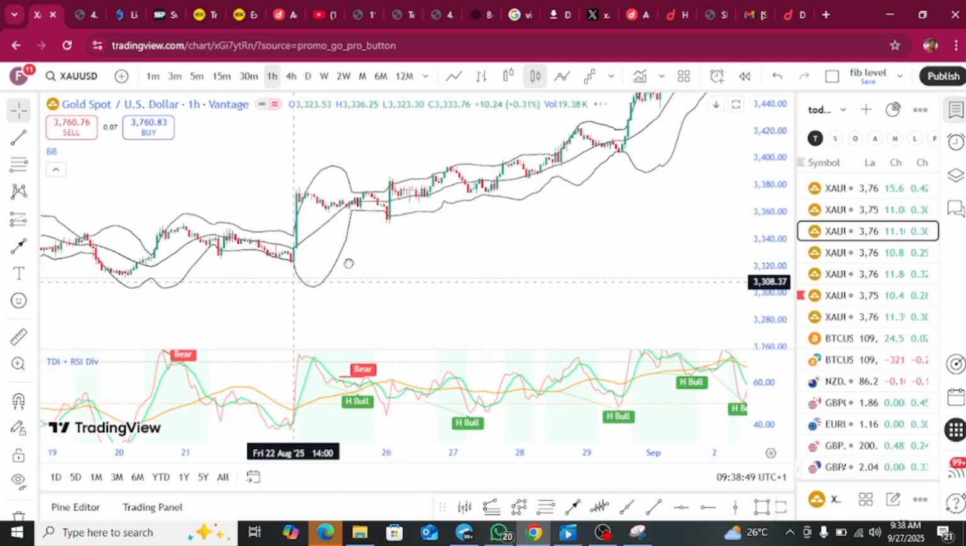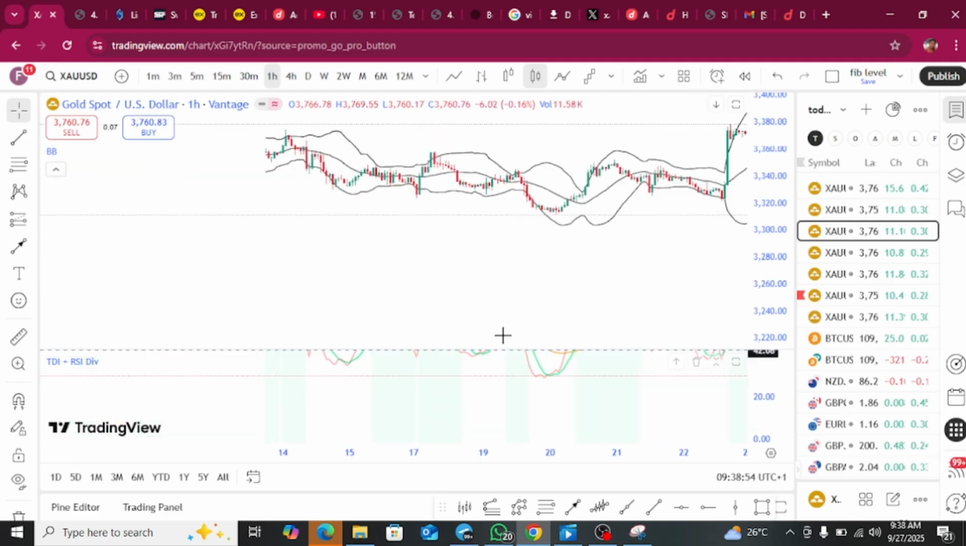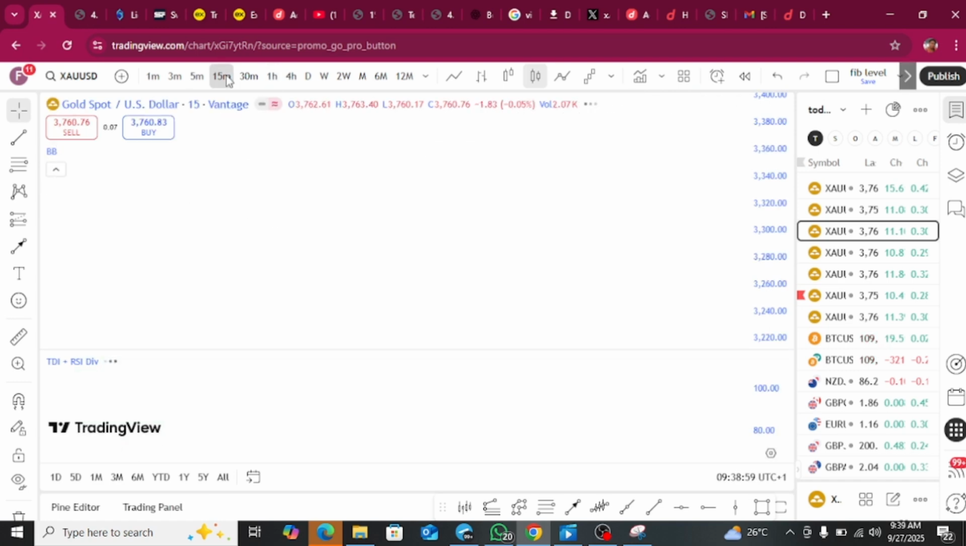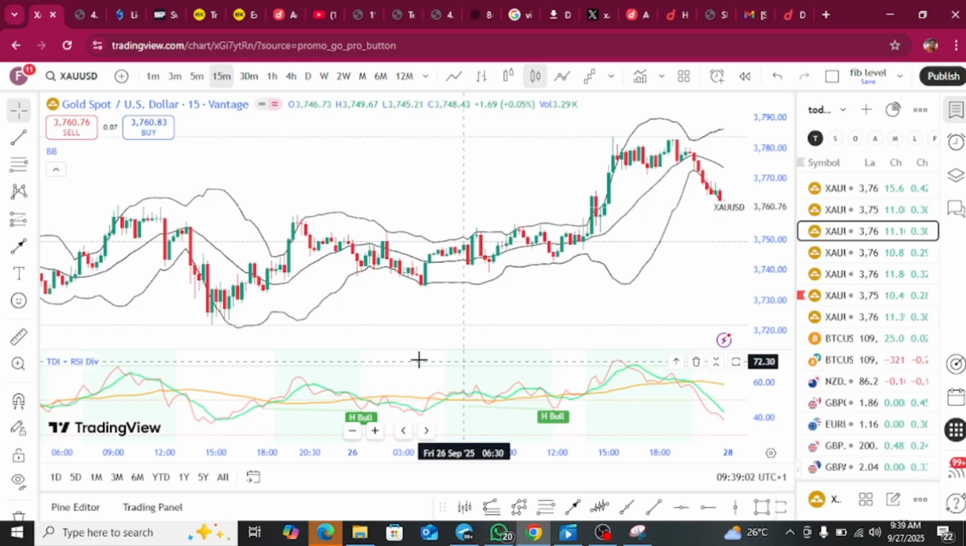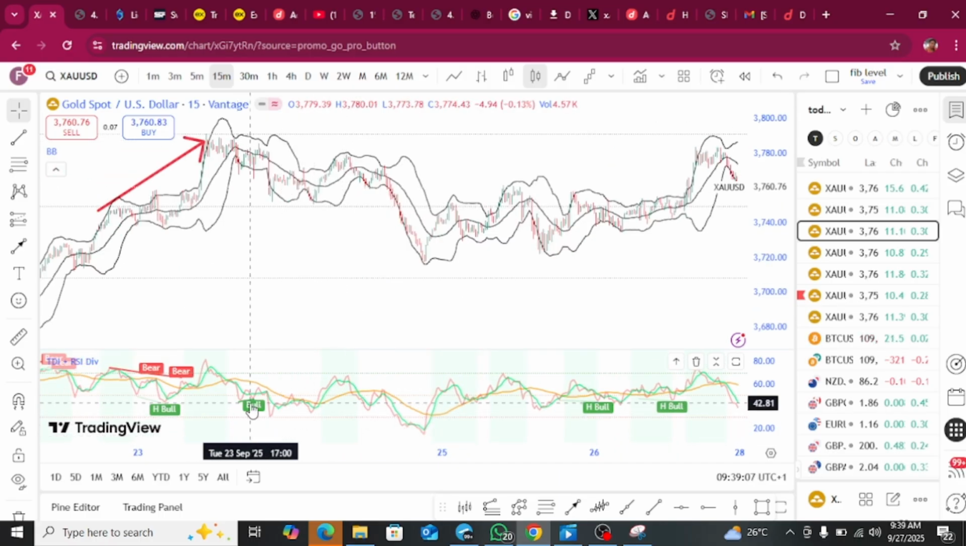So I'm looking for a better one, or maybe we'll have it on another time frame. Let me check another time frame. Still a series of hidden bullish. Okay, this is a bullish one now, which is not hidden.